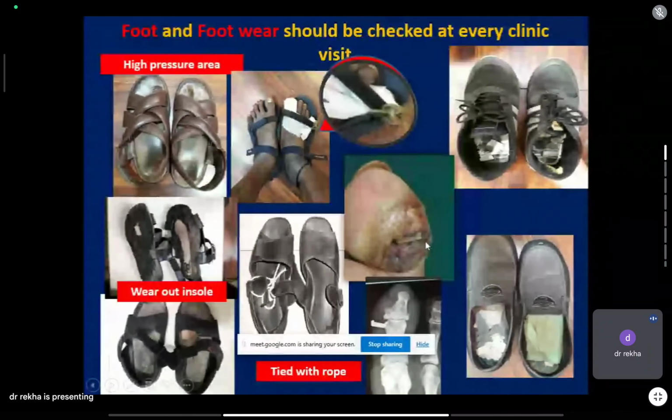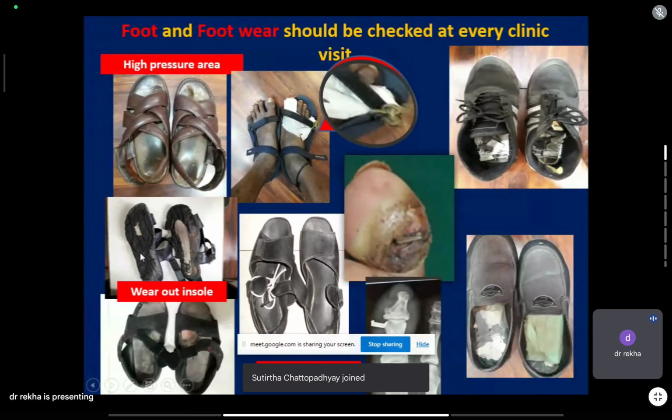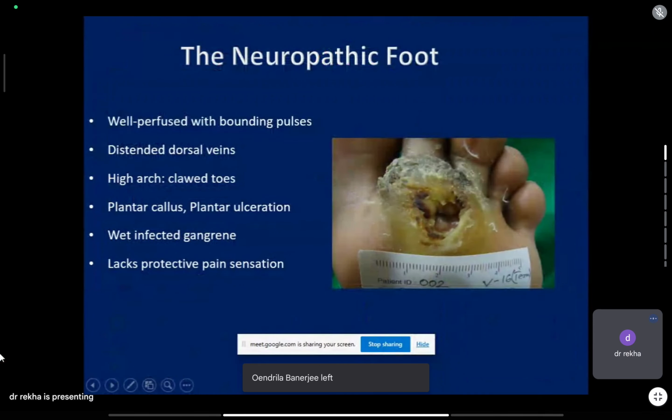This is the stapler. This is the foot, and this is the X-ray of this patient. You can see this is the stapler pin. Patient is walking in his home, and there is a foreign body prick of a stapler. Again, it is tied with a rope, and if you see this footwear, there is no outer sole, completely worn out the outer sole. So please check the footwear of the patient.